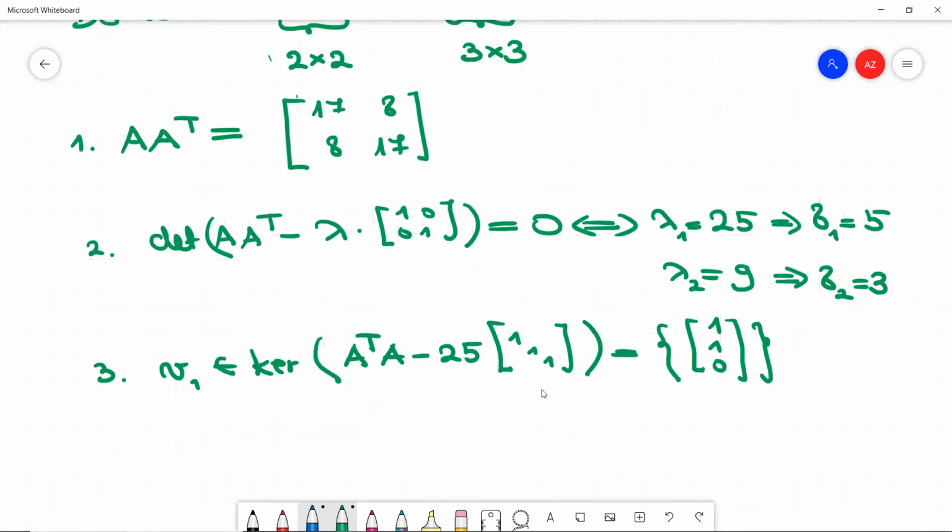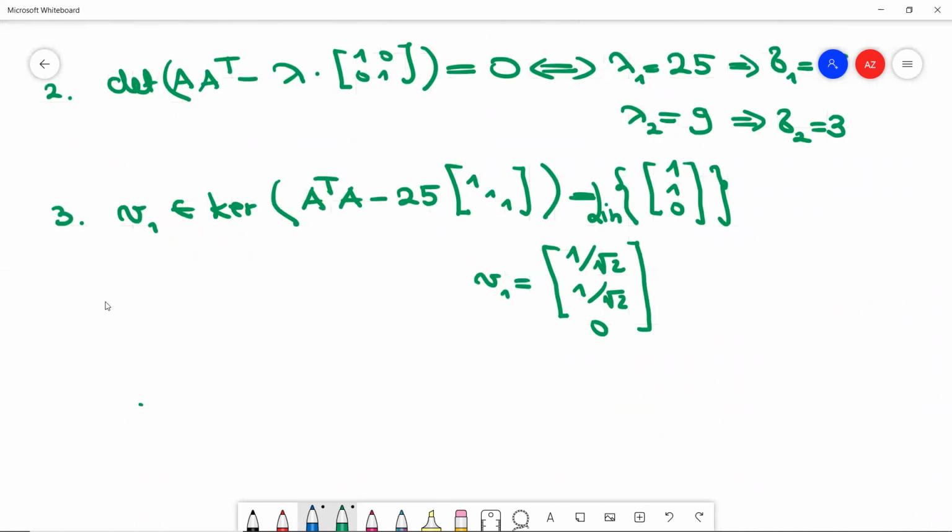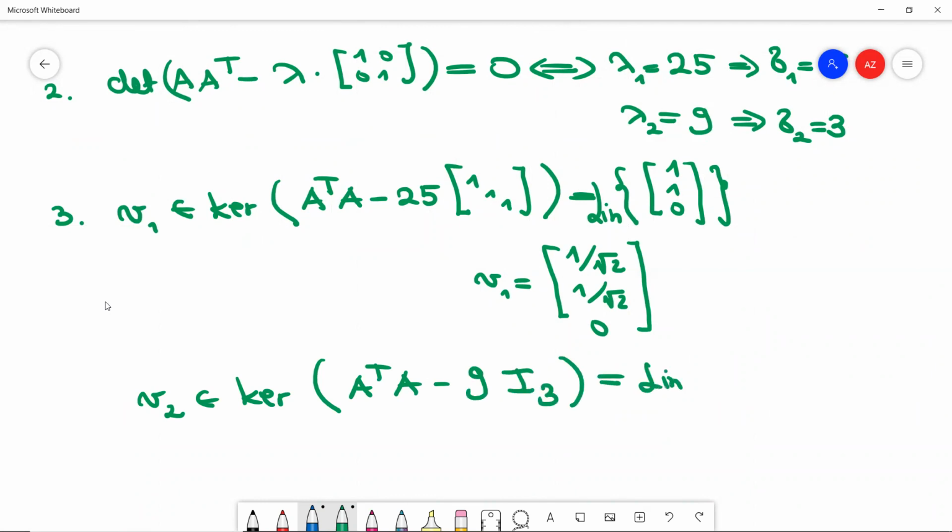So it's the linear space, the span of this vector. So the linear span of this vector (1, 1, 0), which means that v1, the normalized one, is 1 over square root of 2, 1 over square root of 2, 0. And the same for the other eigenvalue. So v2 is in the kernel of A transpose A minus 9 identity 3, which is the linear span of the vector we had, (1, minus 1, 4). And we have to normalize.